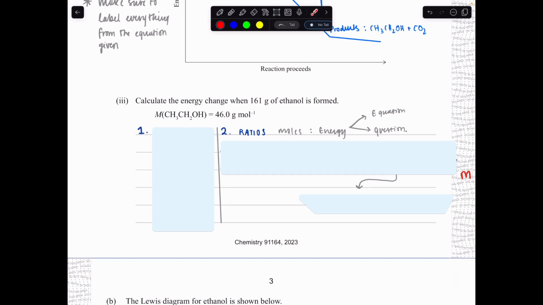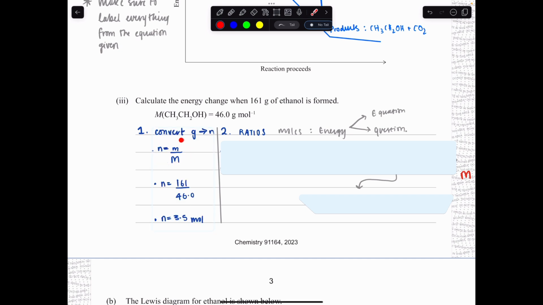Calculate the energy change when 161 grams of ethanol is formed. Okay, so whenever we get a mass value like this, your first instinct should be to convert that into moles. So we want to figure out, first of all, how many moles this is and how much energy this amount of ethanol is releasing. Okay, so first of all, convert to moles.